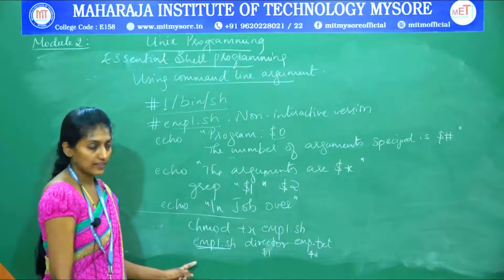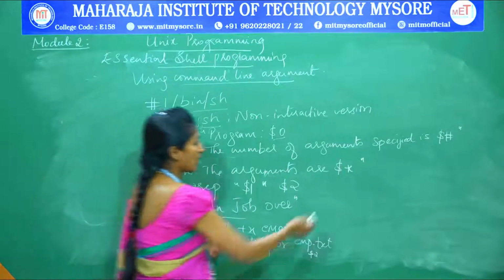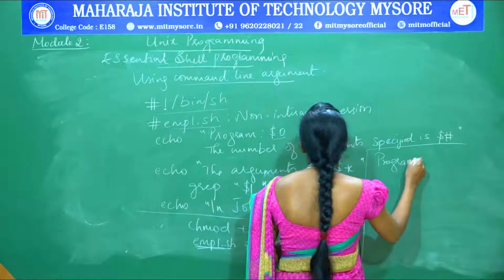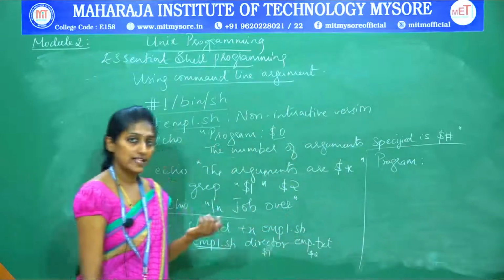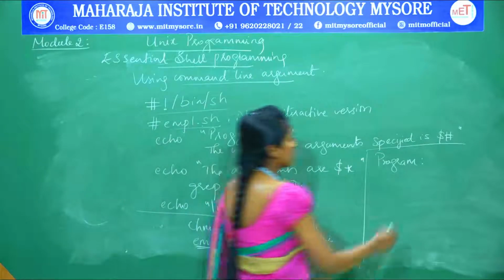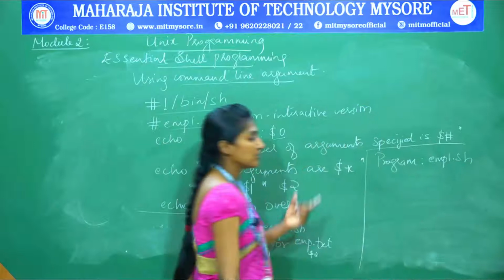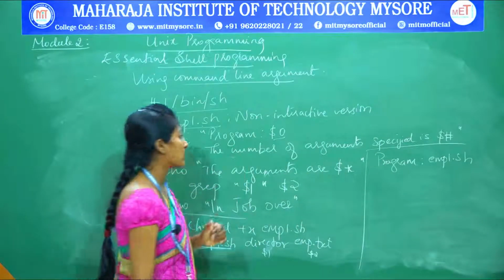Then what does $0 represent? After providing this, the output will be displayed as the program. So what does $0 represent? As I said, the command line itself. So the command line here is emp1.sh. This command line will be displayed with $0.